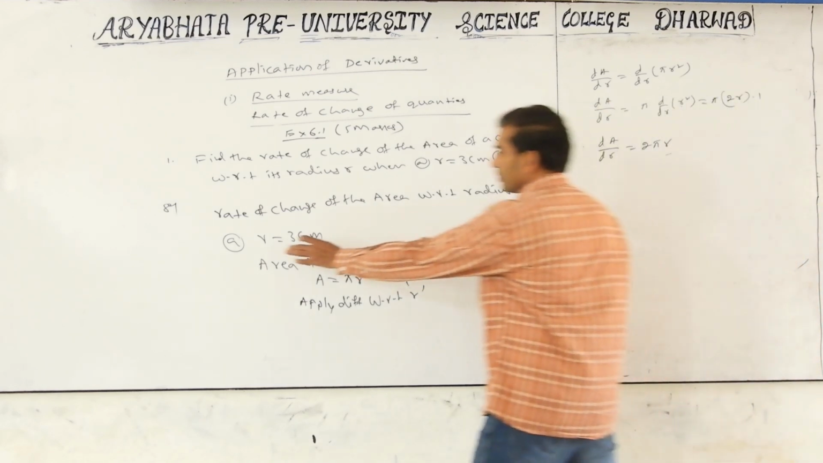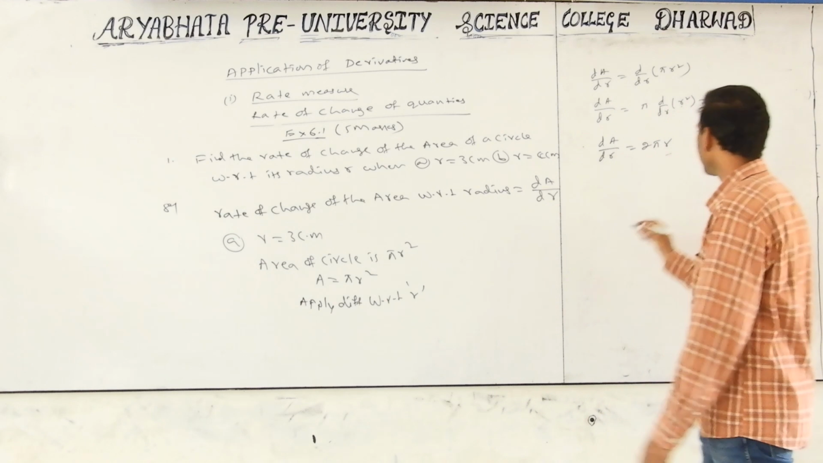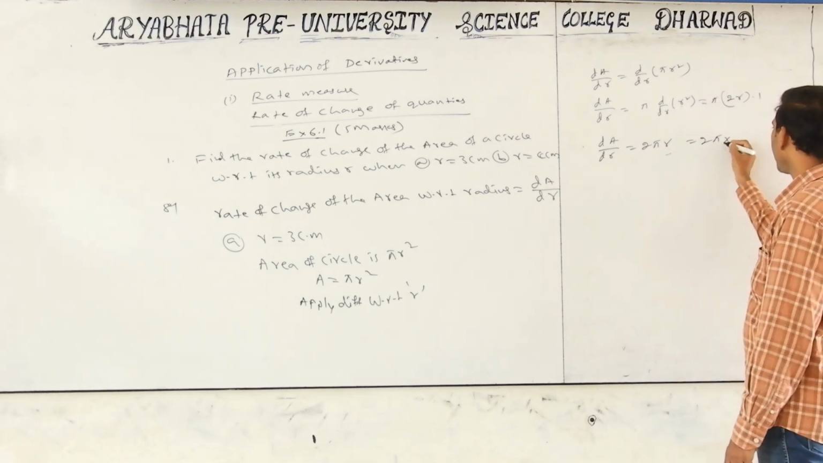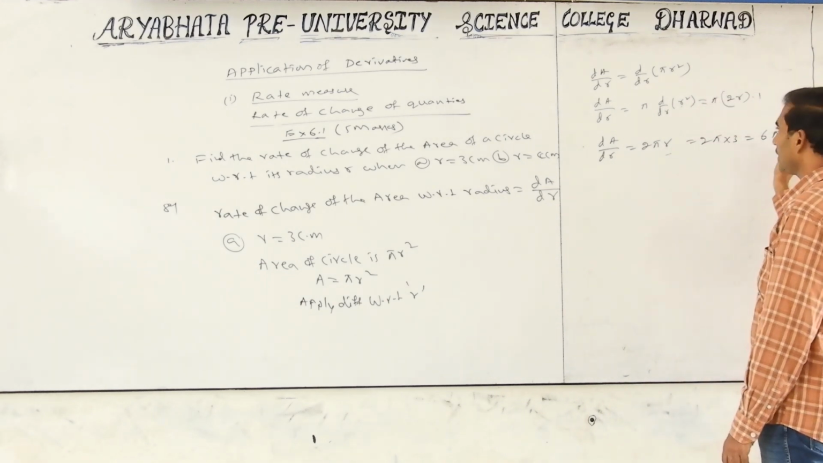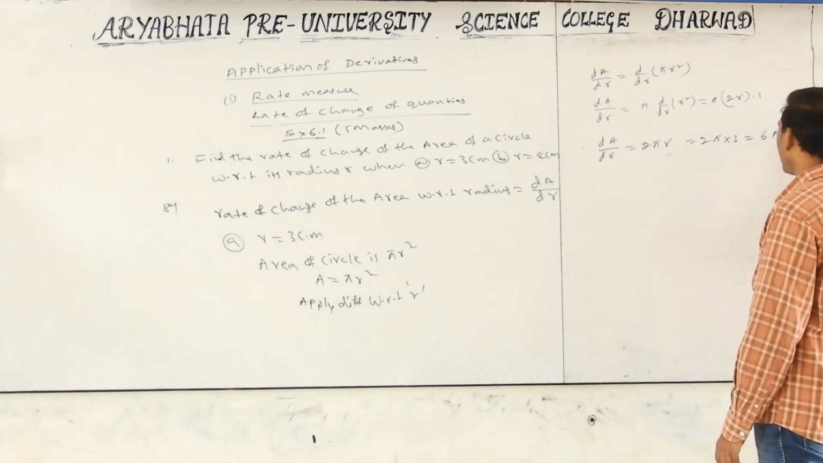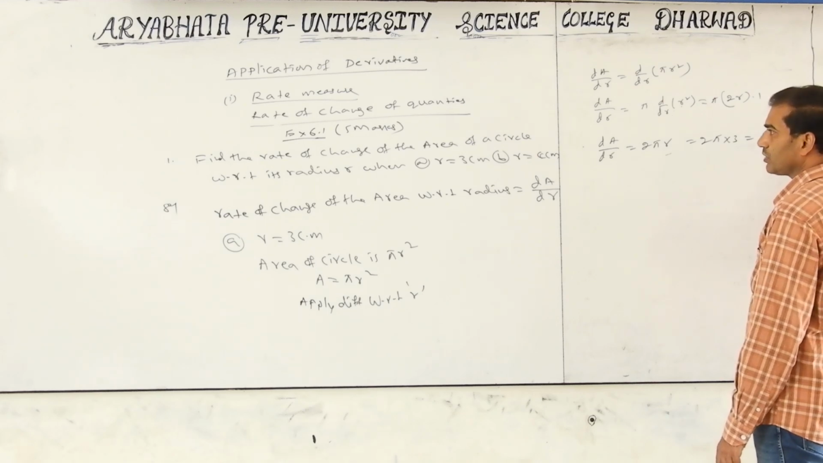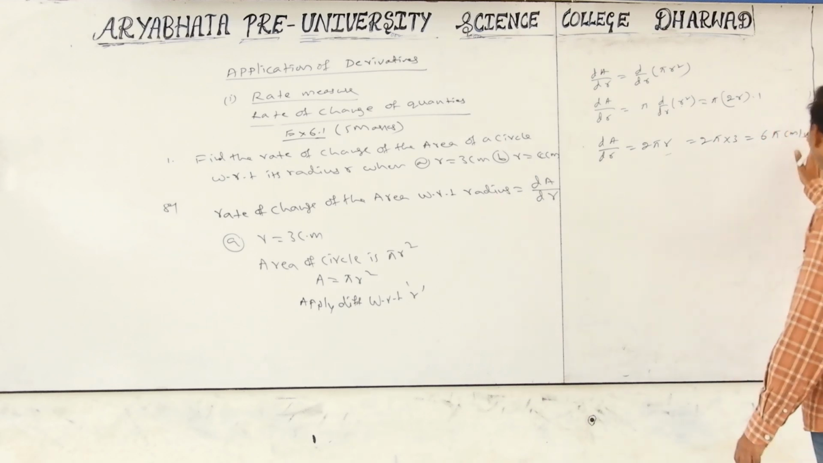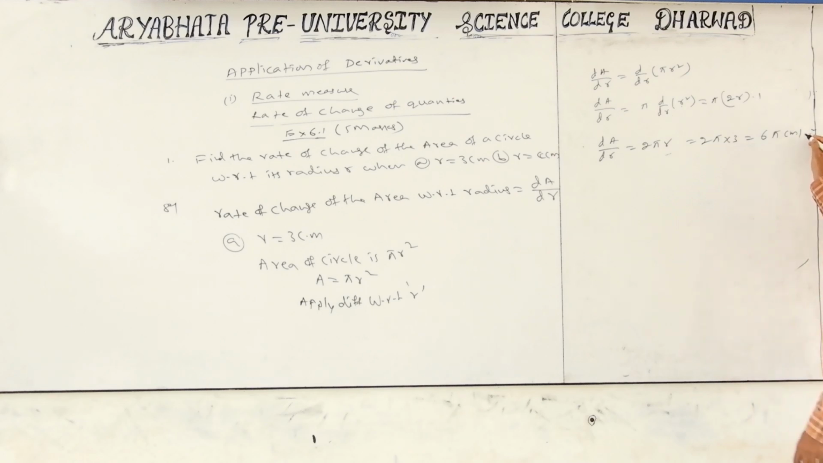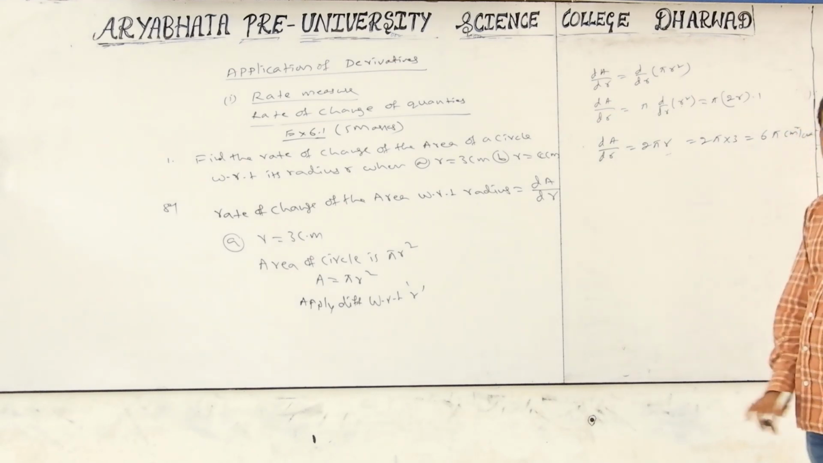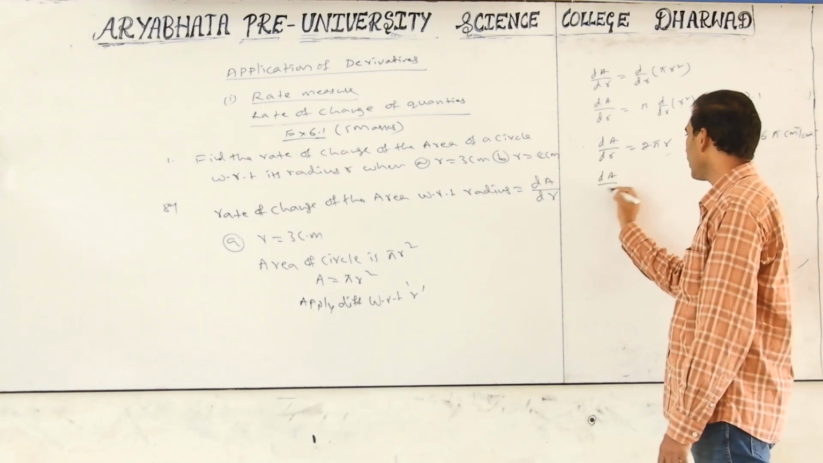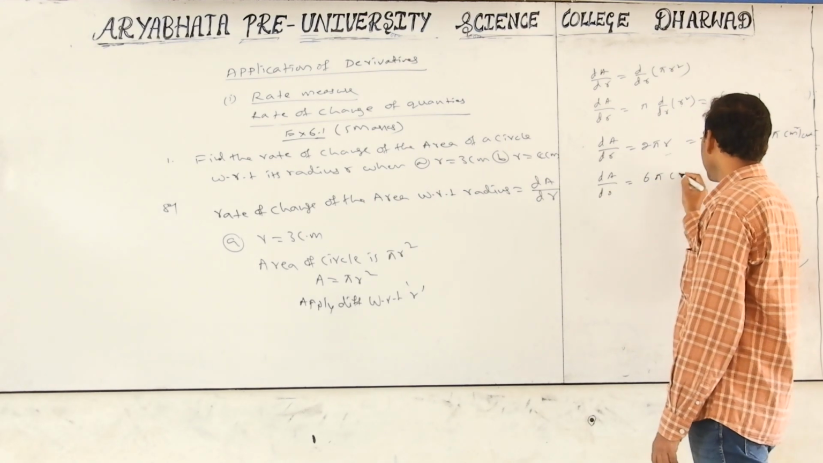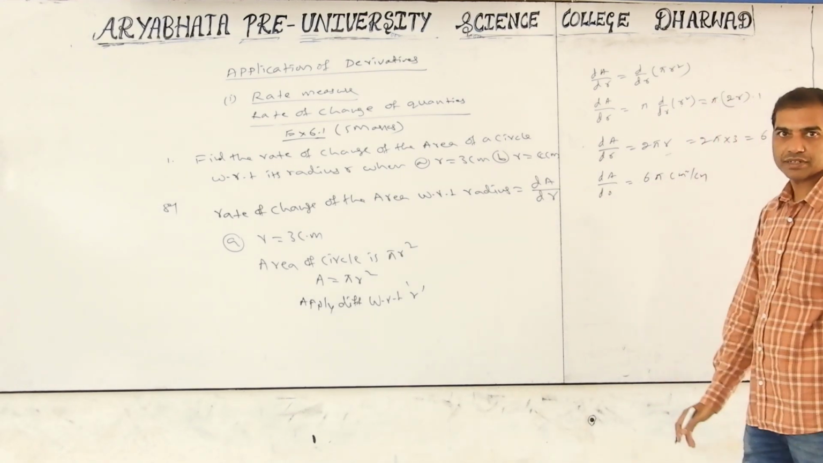Where r is equal to 3 centimeters. Substitute 2 pi r, r equals 3. Answer is 6 pi. What is the unit? Radius is centimeter, area is centimeter square. So dA by dr equals 6 pi centimeter square per centimeter.